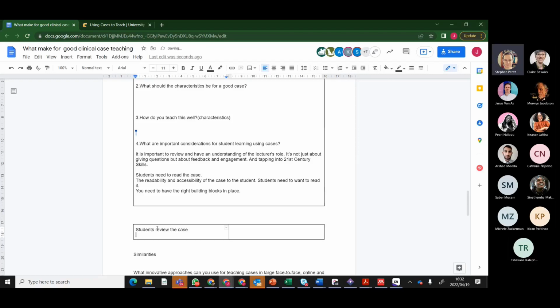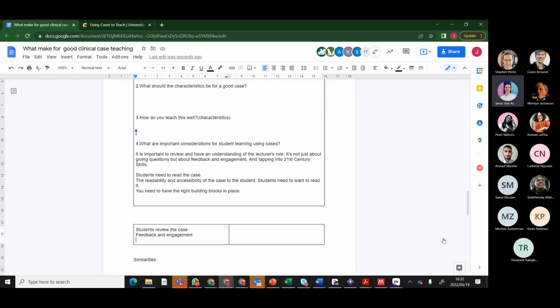Students need to read the case, so the case has to be accessible and readable to those students, and they should want to read it. They should be excited by it, and that allows students to take ownership, I think, of the process. Yeah, that's me. Cool, thanks, Stephen.